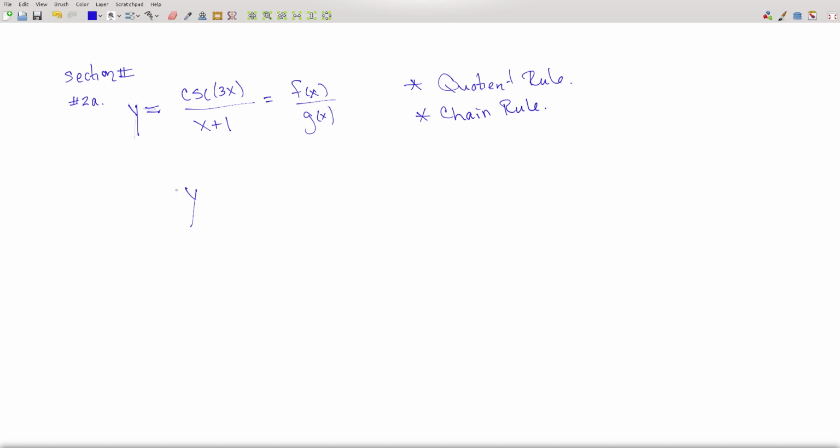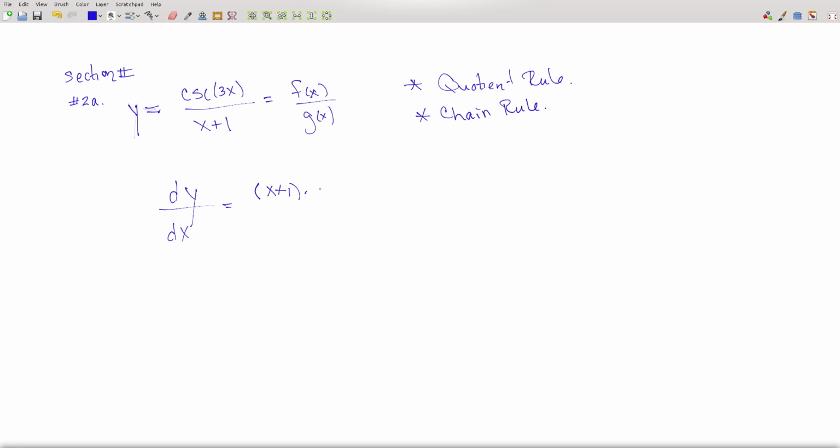So let's find this derivative, dy dx. So this is y, here's dy dx, dy dx of the cosecant of 3x over x plus 1. I remember the quotient rule in the following way. I say it's ho d high, so this is the bottom part, the ho. This is the quantity x plus 1, times the derivative of the numerator.